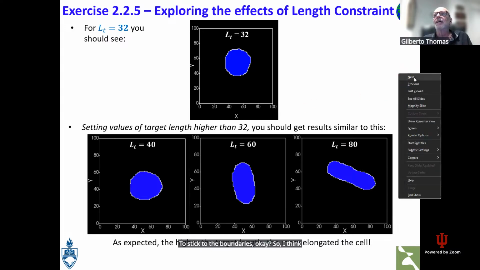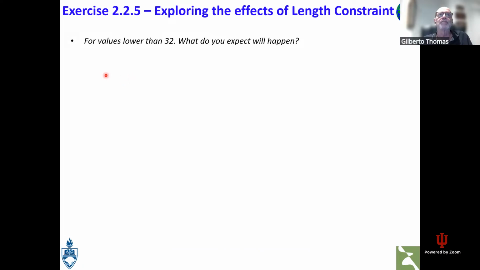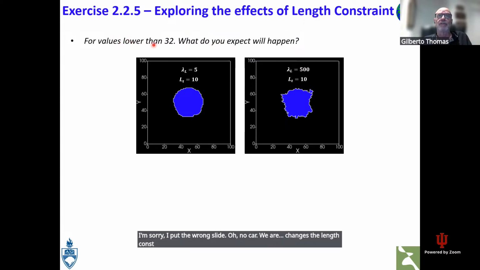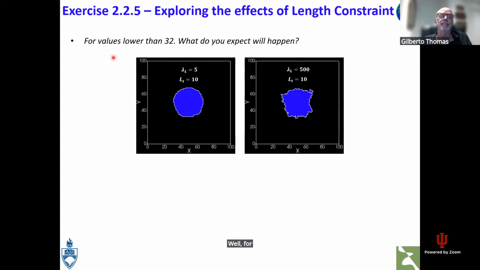So I think we can go now for smaller than 32. What happens? Let's see. Change lambda 5 to, this is the original one? Oh, not original. Now you are going to set L to 10. Here we are changing the length constraint, sorry, I put a wrong slide. We are changing the length constraint now with lower values of the cell length. I didn't write them here.